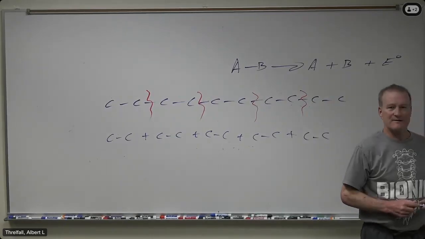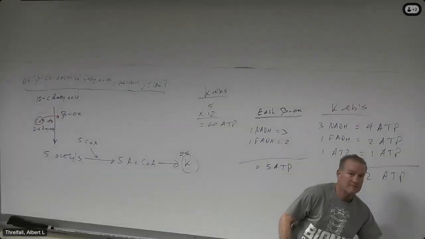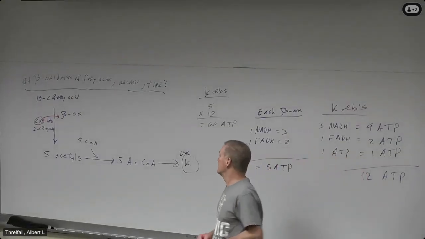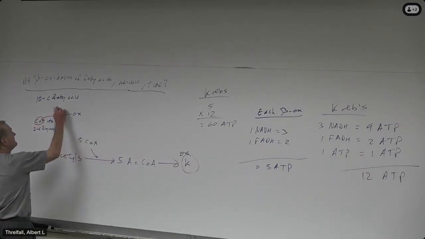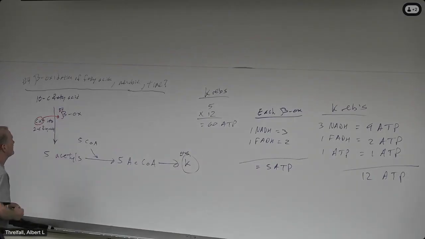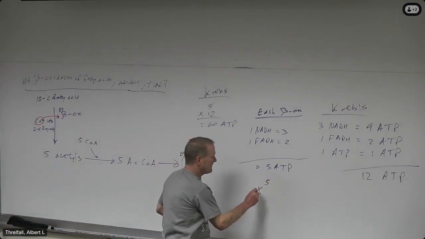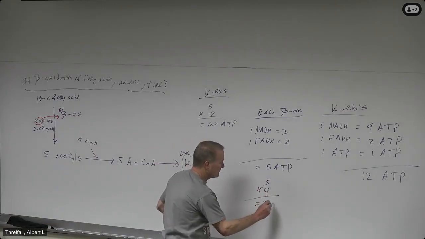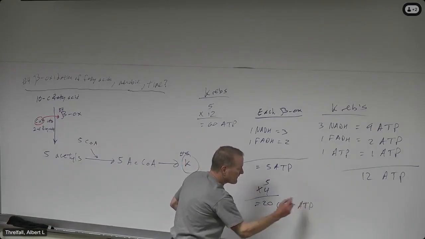How many times, get back on the big board, how many times did you cut it? 4. So you have 4 beta oxidations. So each beta oxidation is worth 5. So you have 5 times 4. That's your gross amount.